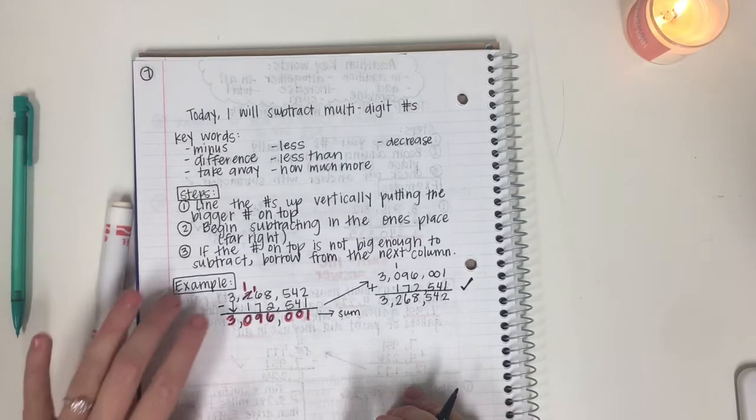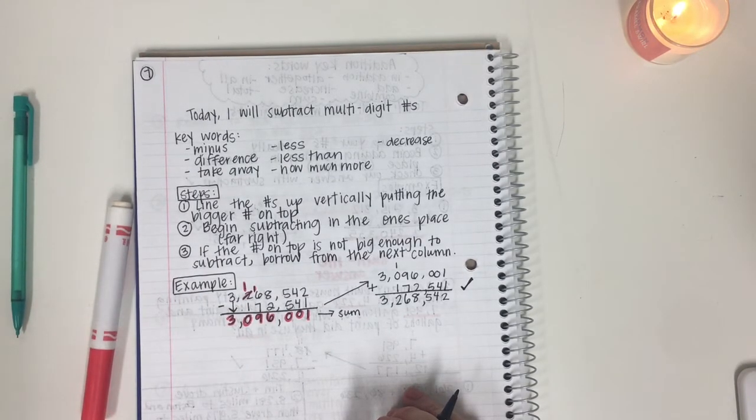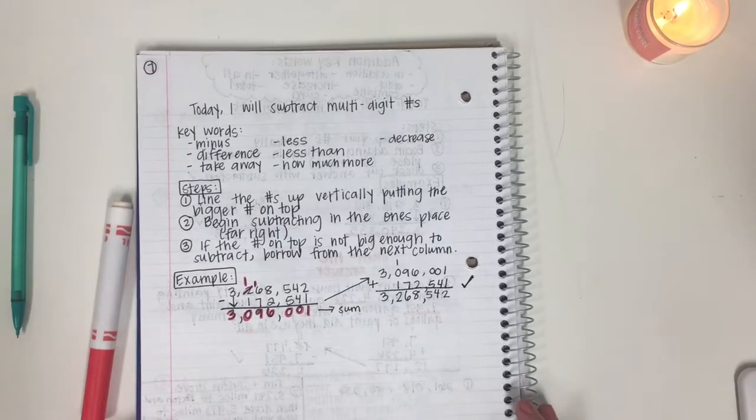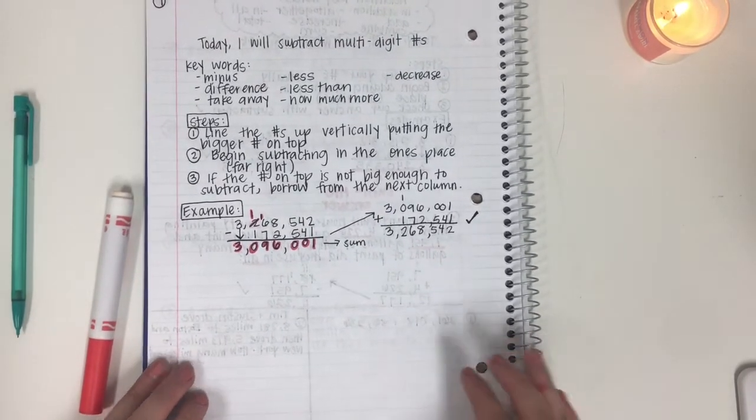Okay, so for this one you do need to take the smaller number from which you had subtracted it to do your checking. Okay, so let's look at a word problem.